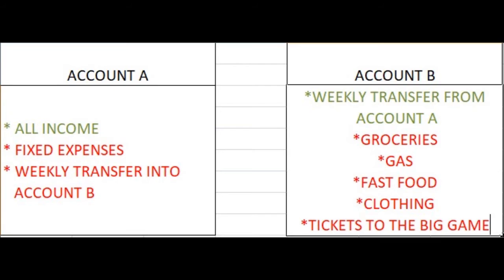Remember, in our example, that was the $545. So in this example, $545 will be transferred every week from account A to account B. And account B will be used to pay for the groceries, gas, fast food, etc. And that way you can keep track more closely of how much you have to spend, how much you have been spending, how much you have left, etc.